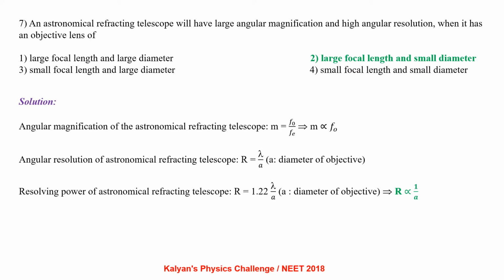Angular resolution of astronomical refracting telescope r equals lambda by a, where a is diameter of the objective lens. Resolving power of astronomical telescope is given by 1.22 lambda by a, where again a is diameter of the objective lens. So from here we can see that the resolving power is inversely proportional to diameter of the lens. So in order to satisfy the given condition, the astronomical telescope's objective lens should have larger focal length and smaller diameter.